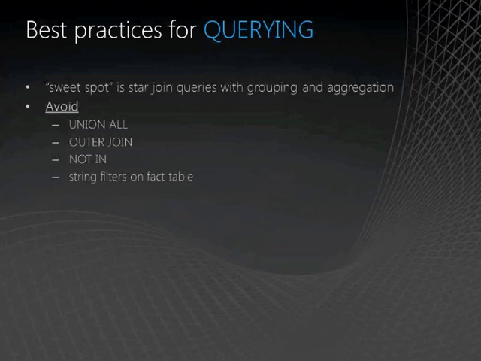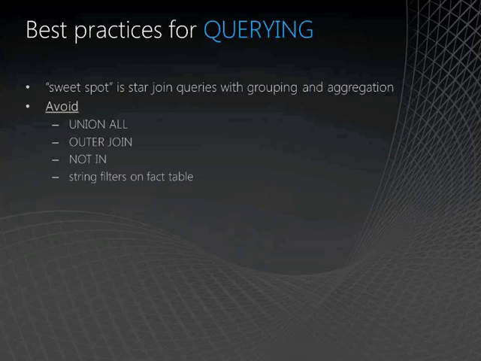Best practices for querying. The sweet spot, as I mentioned, is for inner join or star join queries when you're grouping and aggregating data. That's where you really will see the benefit of column store indexes. Avoid unions, outer joins, not-ins, and string filters on the fact table. These will all likely cause execution to not be in batch mode and revert back to row mode instead.